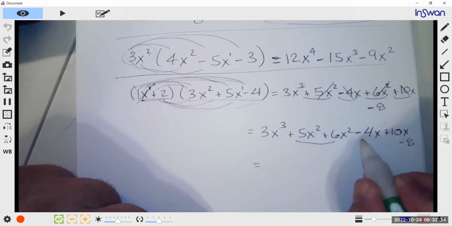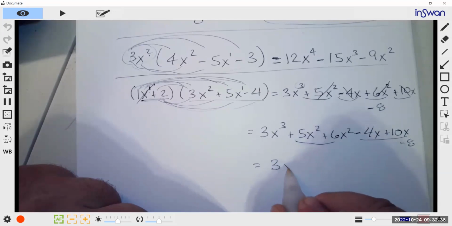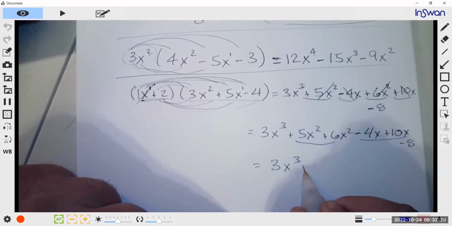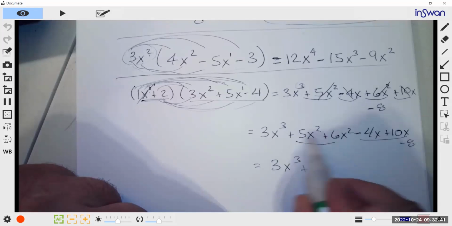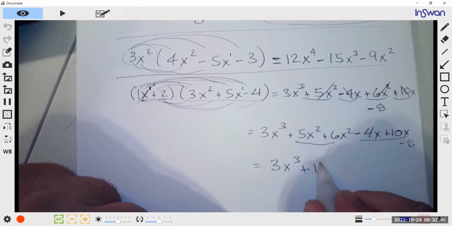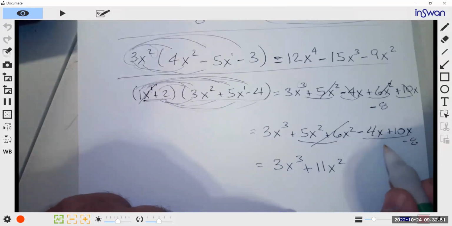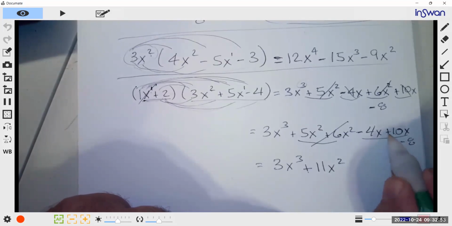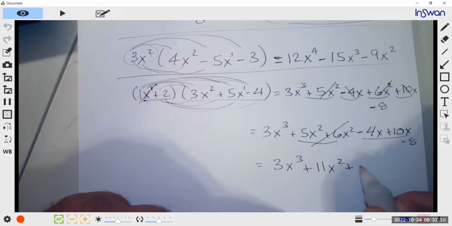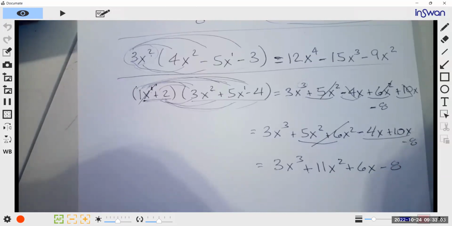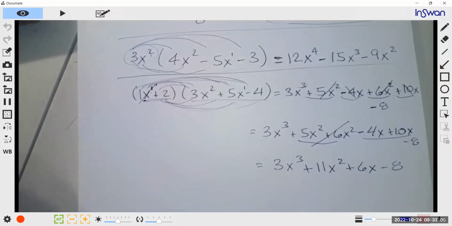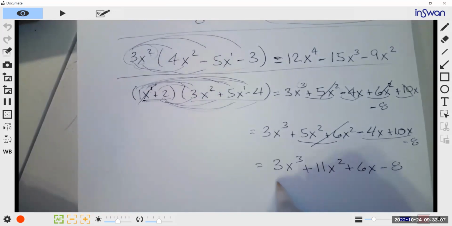So combine like terms. 3x cubed. 5 and 6 are both positive, so the answer is positive. 5 plus 6 is 11 x squared. I have 10 positive and a negative 4, so 10 is bigger, so the answer is positive. 10 minus 4 is 6. Minus 8. And there's your answer.